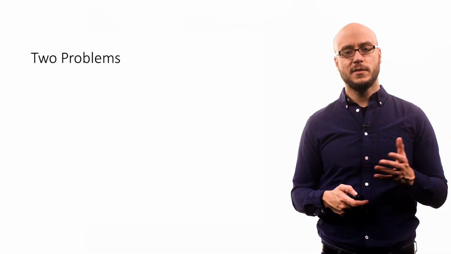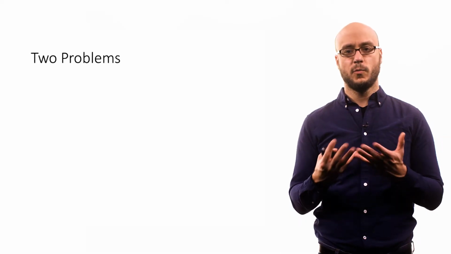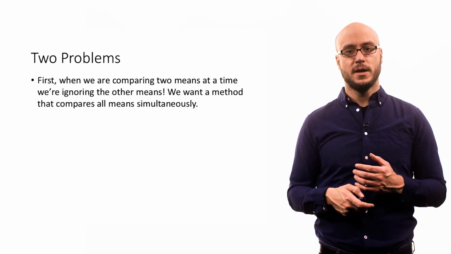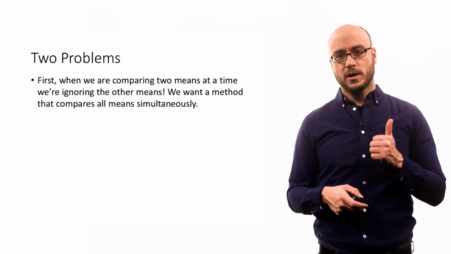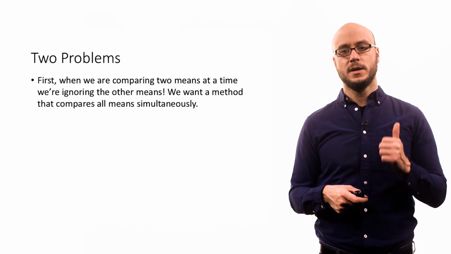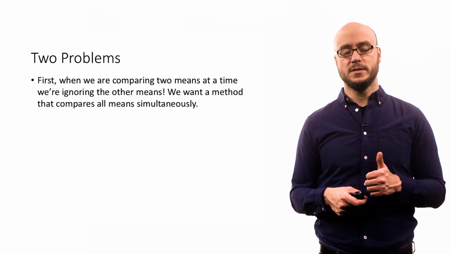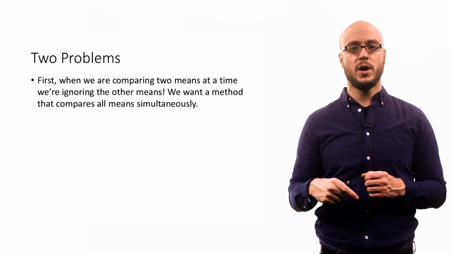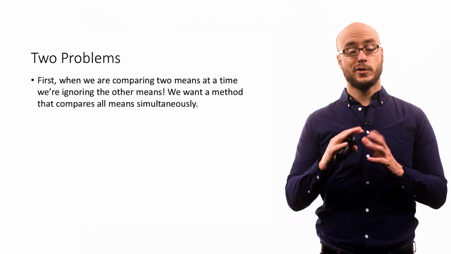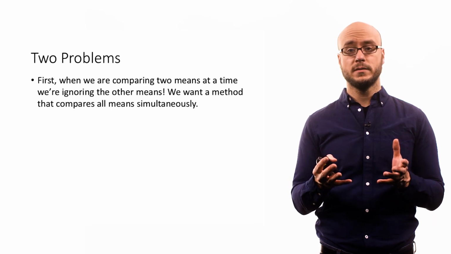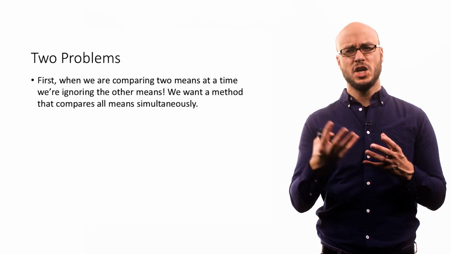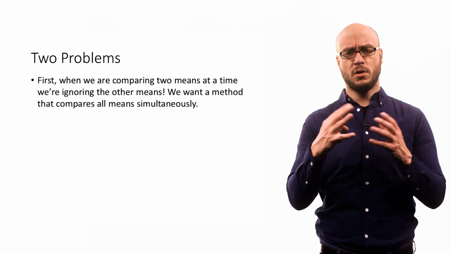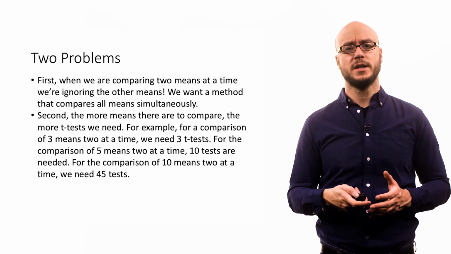So let's look at what happens when we conduct these comparisons. When we're comparing 2 means at a time, the problem is that we're ignoring the other means. So if you compare the mean of group 1 with group 2, you're ignoring the mean for group 3. So we really want a method that incorporates all the means, all 3 different groups simultaneously.